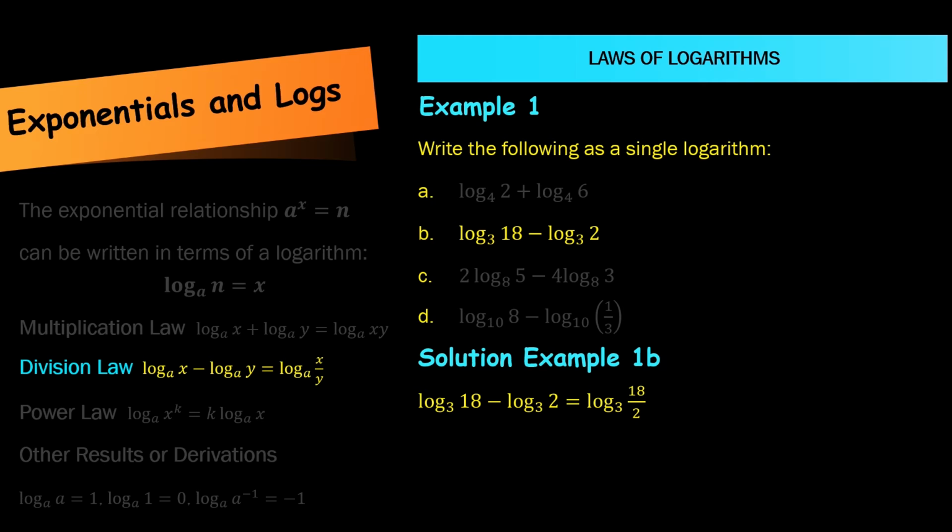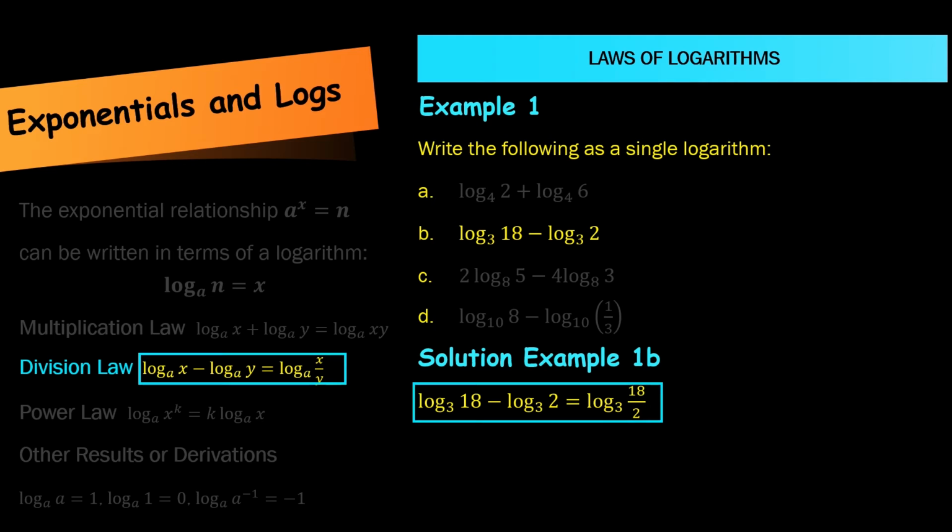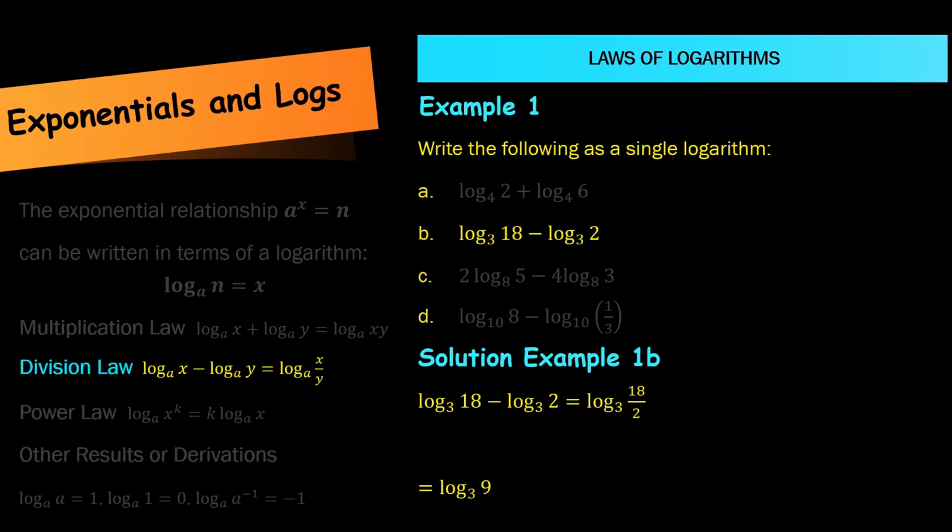We're going to use the division law. Log 18 base 3 minus log 2 base 3 is equal to log 18 over 2 base 3, which equals log 9 base 3.